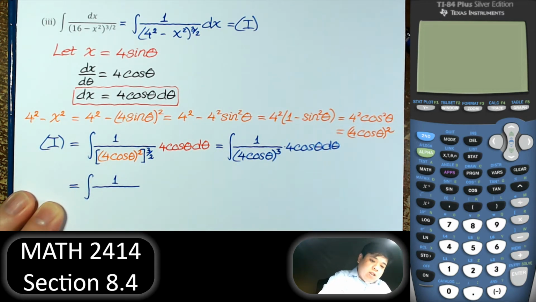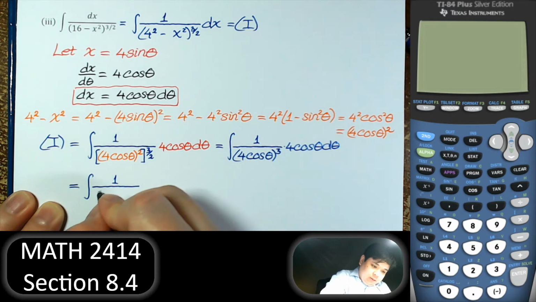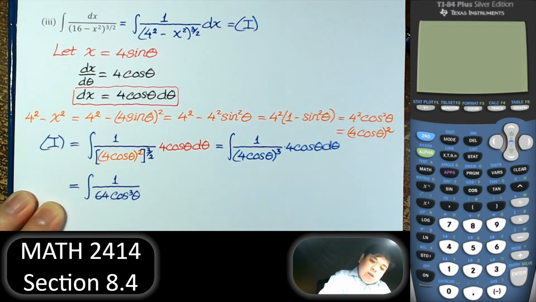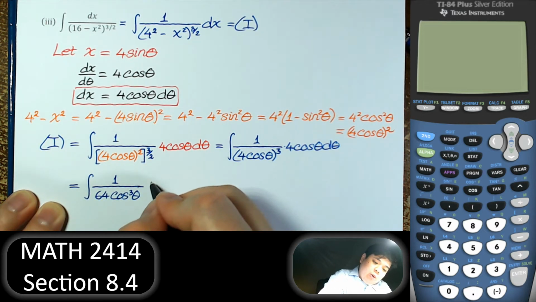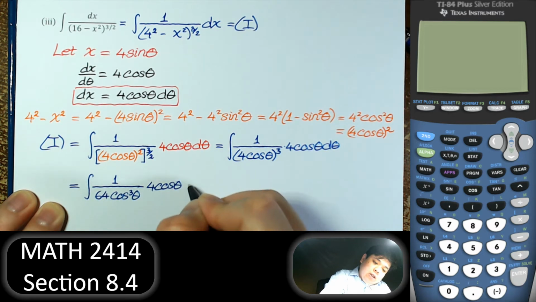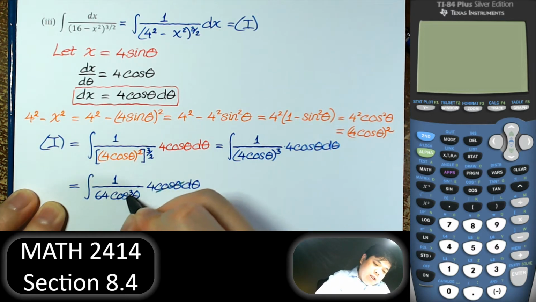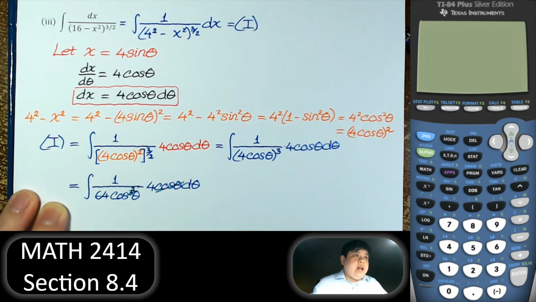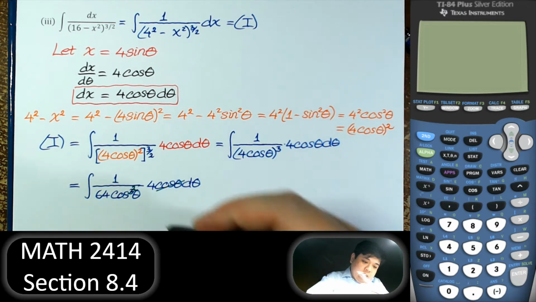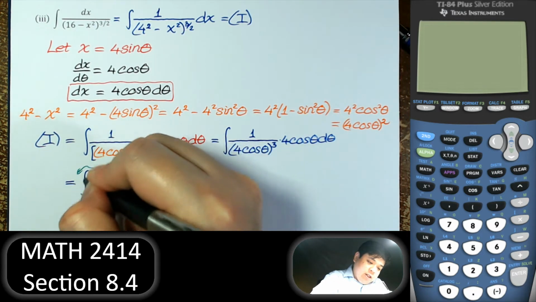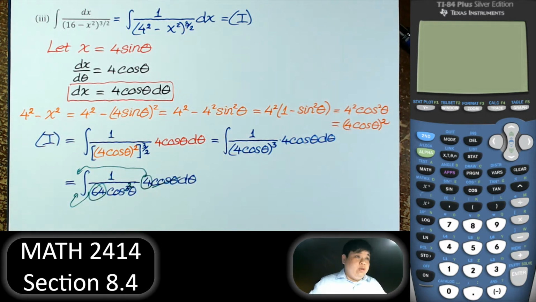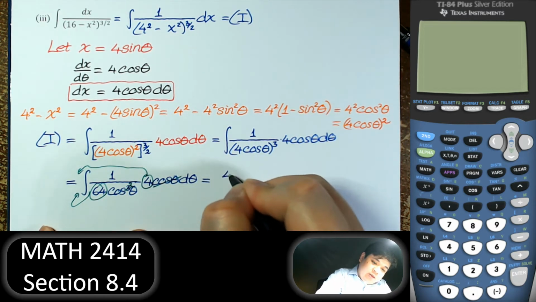4 cubed is 64, and then cosine cubed, and then for dx, cosine theta d theta. Cosine cancel, we have 2 squared left, so 1 cosine cancels with 1 cosine, so we have cosine squared left. 4 on 64, let's take it outside. 4 on the top, 64 on the bottom, so that will be 1 over 16, but just for now.